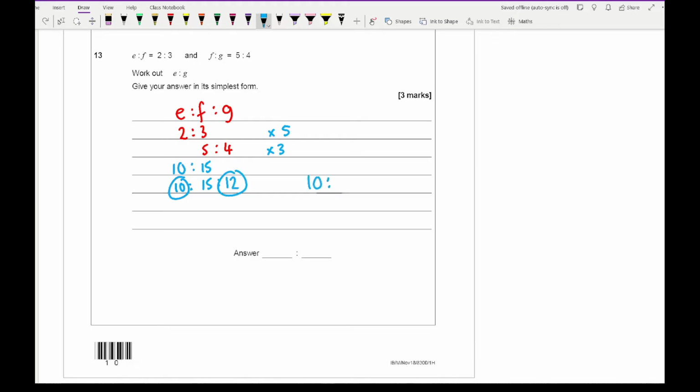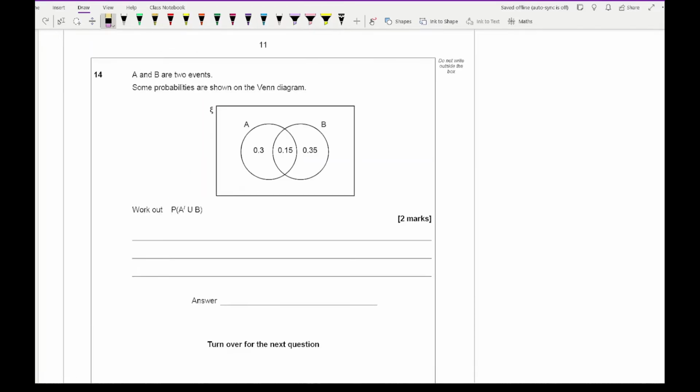And if I then simplify 10 to 12, that's going to give me 5 to 6. So looking at question 14, it says that A and B are 2 events. Some probabilities are shown on the Venn diagram. And the question is asking us to work out the probability of not A or B.